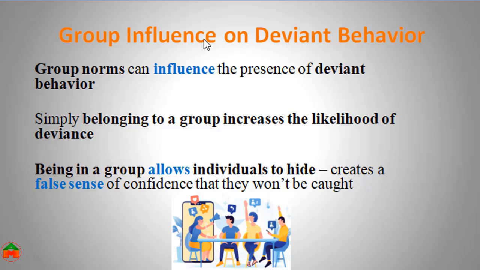Group norms can discourage deviant workplace behavior because the group won't accept the behavior. But group membership can also encourage deviant behavior because the individual will feel like they can hide in the group and the chance of being caught is lowered. However, the group can encourage or discourage the deviant behavior. That depends on the situation in the group.